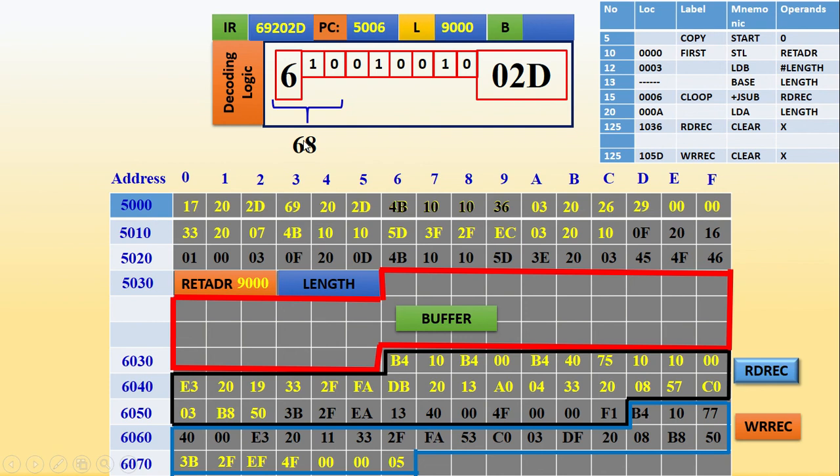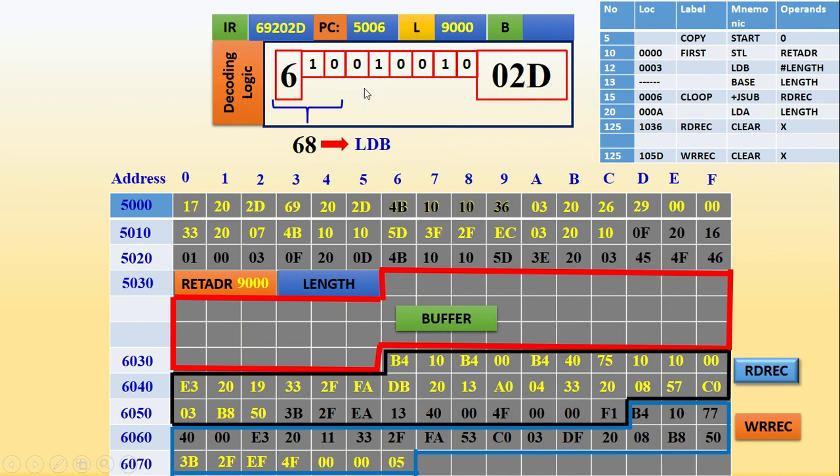So 68 with respect to the microprocessor, meaning LDB to the user. So the meaning of this will be load into register B. The microprocessor knows that 68 means it has to load into register B. From where? From the target address. So it is the responsibility of the microprocessor to calculate the target address. Now let us see how it calculates.